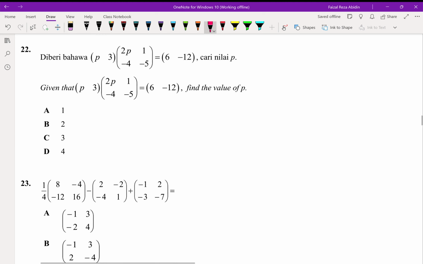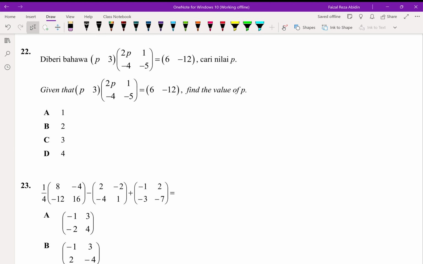Next question, number 22. Given that P 3 times 1, negative 4, negative 5 equals 6, negative 12. Find the value of P. So you have row and column. This one gives the value of negative 12, isn't it? P times 1 plus 3 times negative 5 equals negative 12.